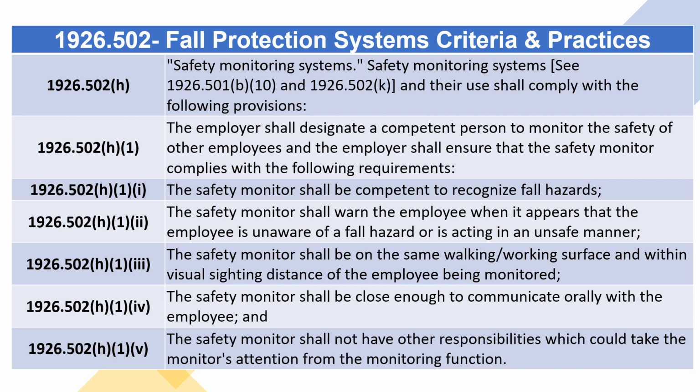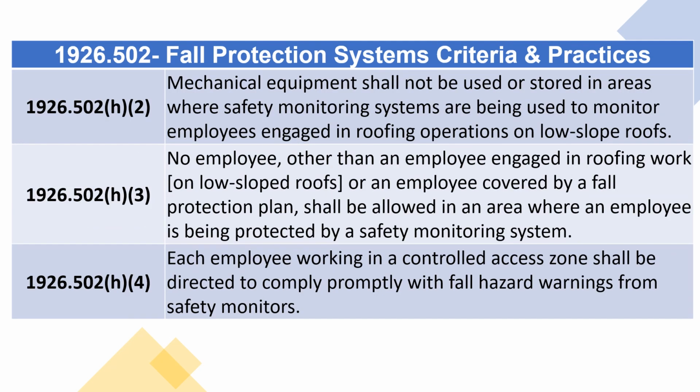The safety monitor shall be on the same walking/working surface and within visual sighting distance of the employee being monitored. The safety monitor shall be close enough to communicate orally with the employee, and the safety monitor shall not have other responsibilities which could take the monitor's attention from the monitoring function. 1926.502(h)(2) Mechanical equipment shall not be used or stored in areas where safety monitoring systems are being used to monitor employees engaged in roofing operations on low-slope roofs.